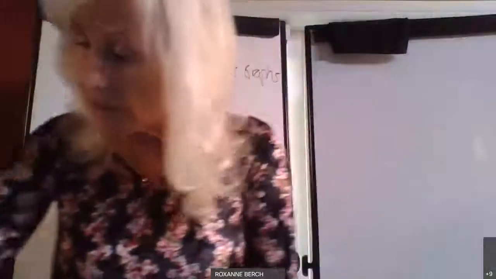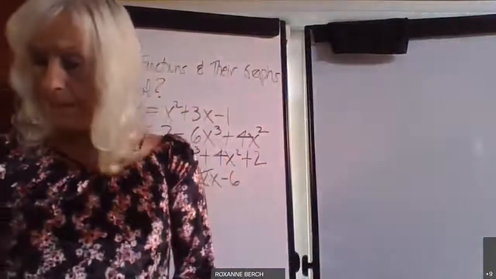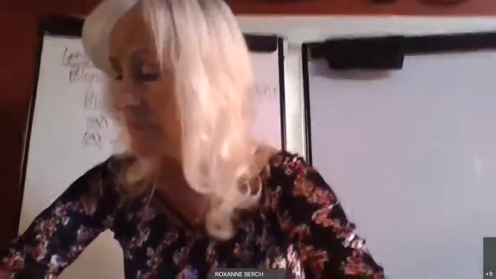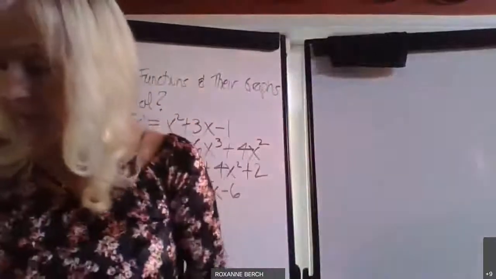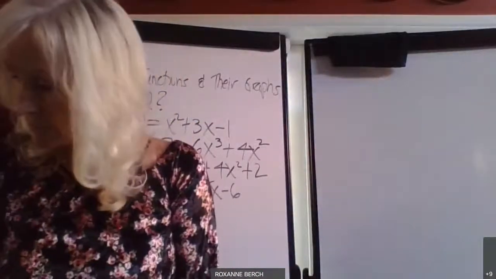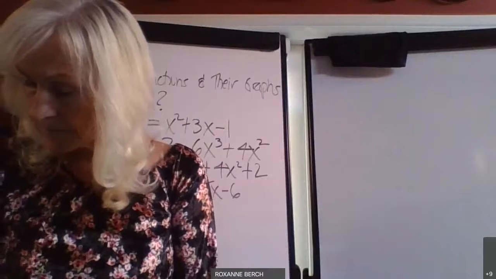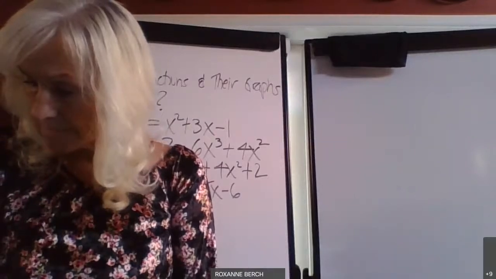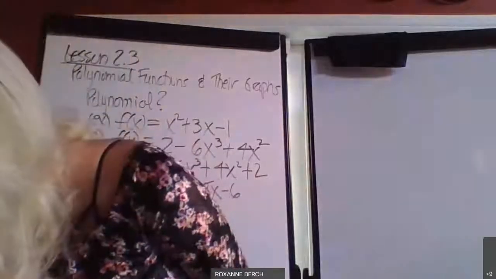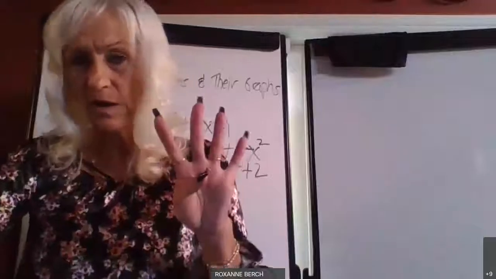Number 1. Is number 1 a polynomial? Yes or no? Yes. And what's the degree? 3. 3, good. Number 2, is that a polynomial? Yes or no? Yes, it is. And what's the degree? 5. Isn't it 4? Number 2? 4? Yeah, 4.